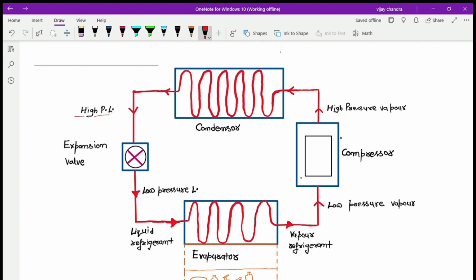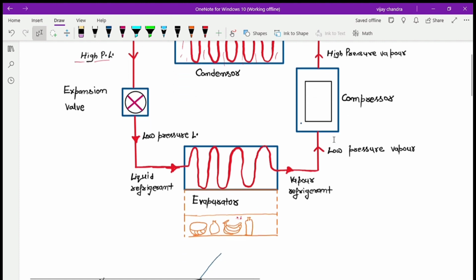Now this liquid refrigerant comes into the evaporator. Again it will gain heat from the things placed inside the refrigerator, and now it will convert into vapor. This vapor is again compressed by the compressor, and the high pressure vapor goes into the condenser. It will condense because here a lower temperature is provided by the water or air. So it will again convert into liquid form, and this liquid again goes to the expansion valve. So this is a cyclic process. Now I think you all understand this topic.